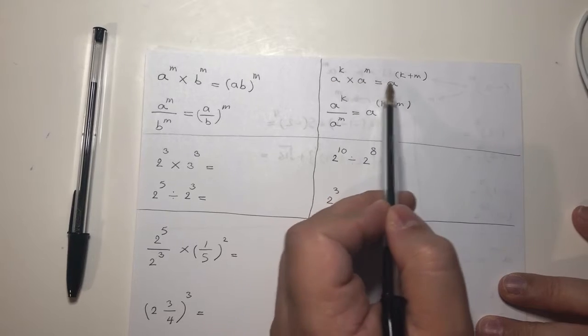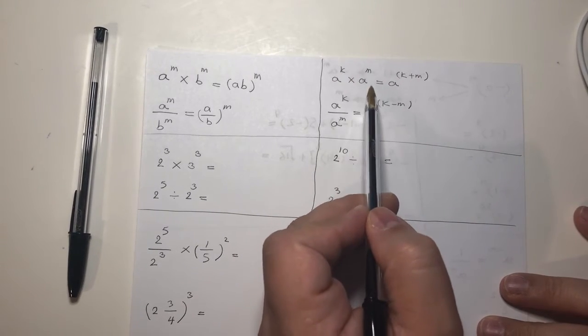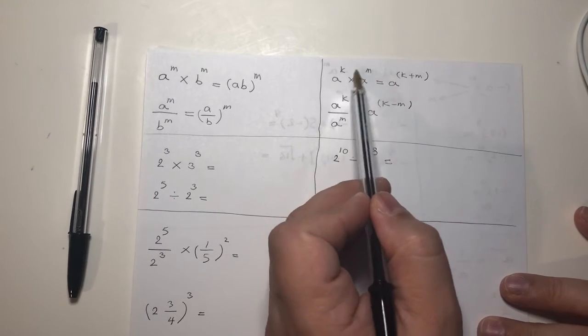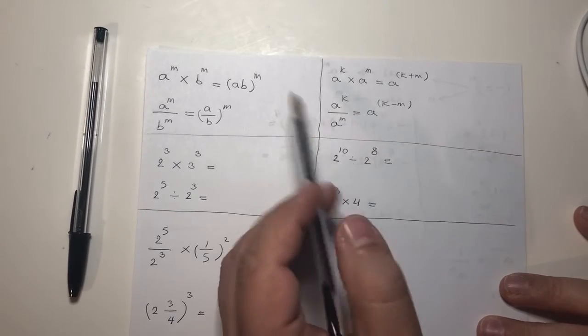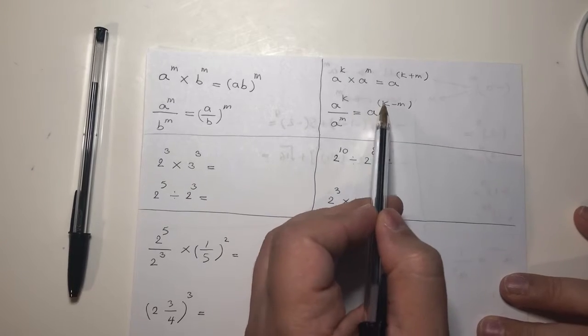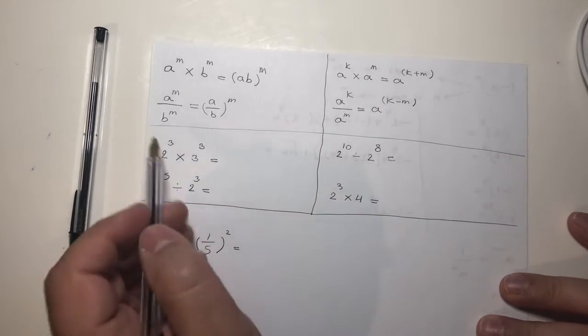a to the power of k multiplied by a to the power of m equals a to the power of k plus m. In the case of division, a to the power of k divided by a to the power of m equals a to the power of k minus m. Now let's do some examples.